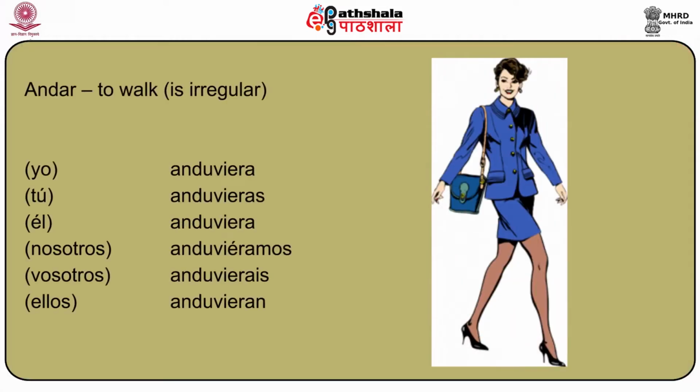Andar, which means to walk, is irregular in the preterite, and the third person plural form in the preterite is anduvieron. So, the conjugation in the imperfect subjunctive is yo anduviera, tú anduvieras, él, ella, usted anduviera, nosotros anduviéramos, vosotros anduvierais, ellos, ellas, ustedes anduvieran.